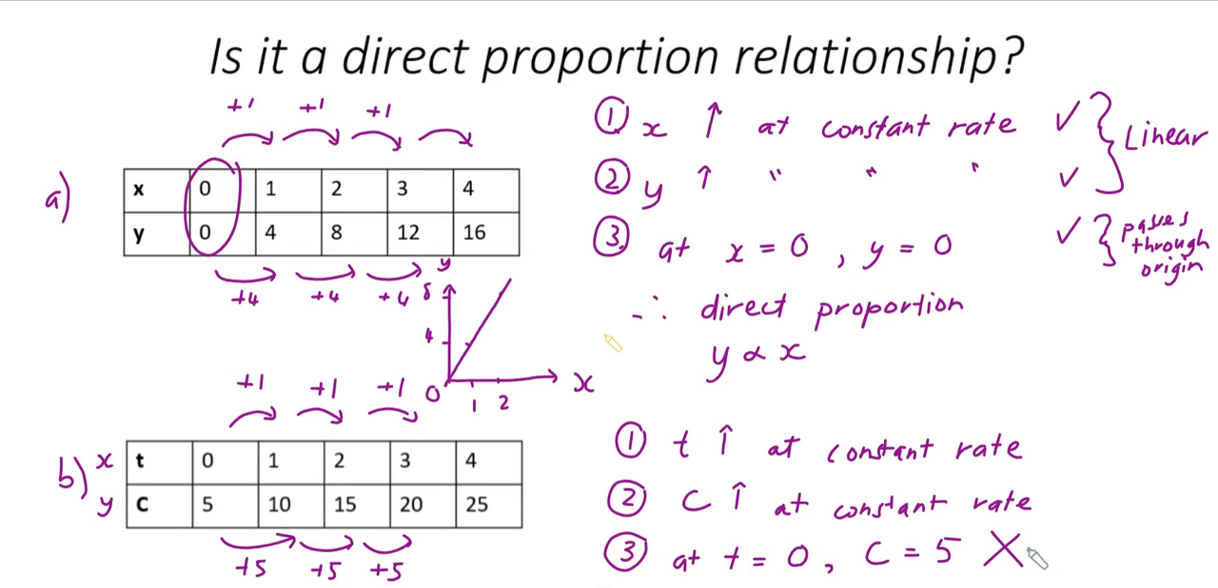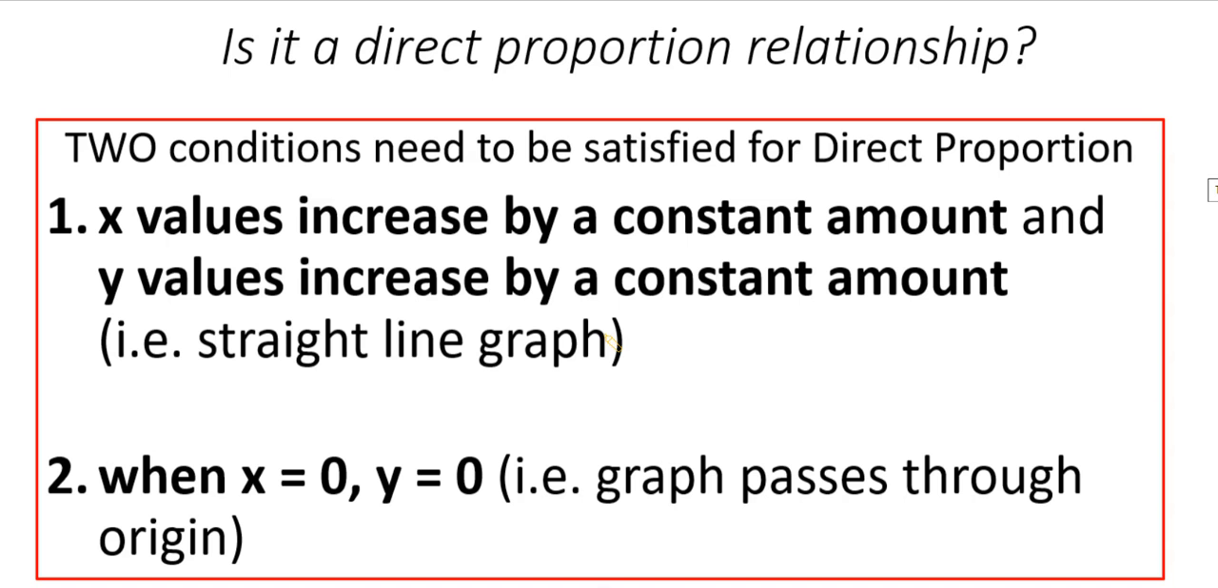Okay, not 0, therefore not directly proportional. It has to satisfy all 3 conditions. It satisfied the first 2, but it didn't satisfy the last one. All right, so let's have a look up here. What have we got? You might want to just copy down this slide.